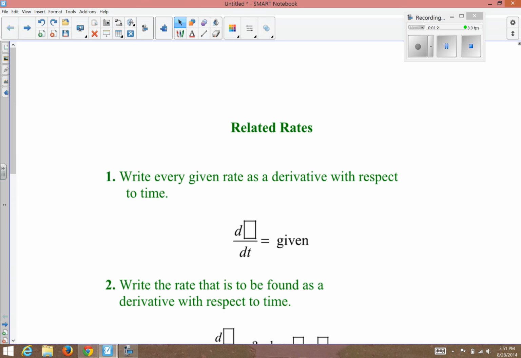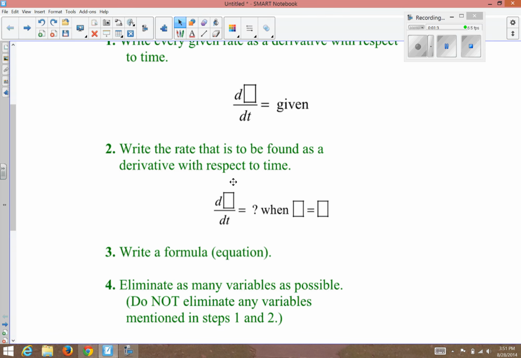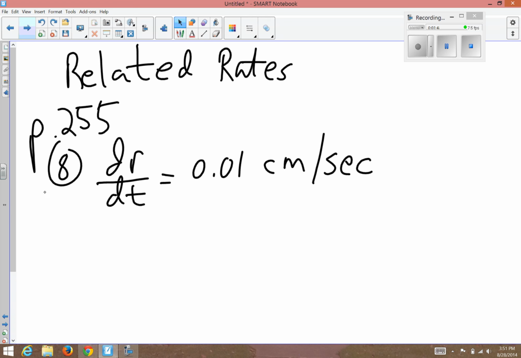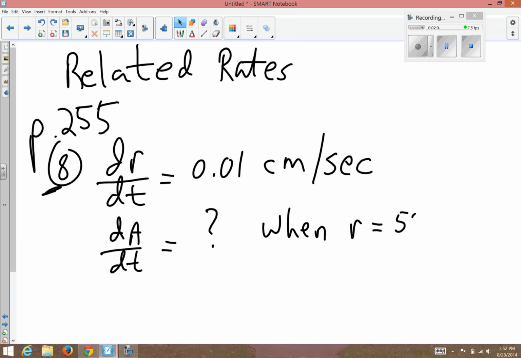Then we write the rate that is to be found as a derivative with respect to time. It's going to look like this: derivative of something with respect to t equals question mark when blank equals blank. So we'll be writing something just like that. In this exercise 8, at what rate is the plate's area increasing? Derivative of area with respect to time equals question mark when the radius is 50 centimeters.